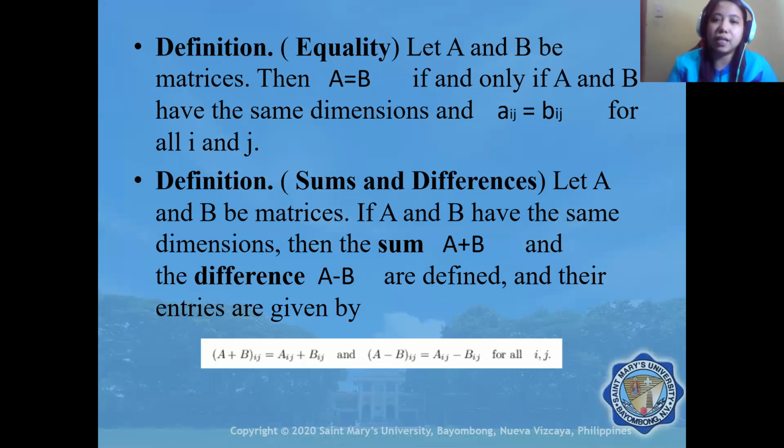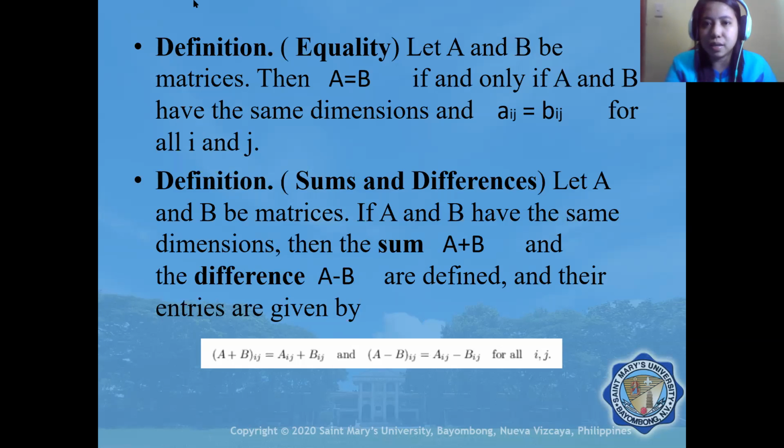First, we are going to consider the following definition, for instance, the definition of equality. If we let A and B be matrices, then A is equal to B if and only if A and B have the same dimension, and A sub ij is equal to B sub ij for all i and j. So we can say that A and B are equal if and only if they satisfy this condition.